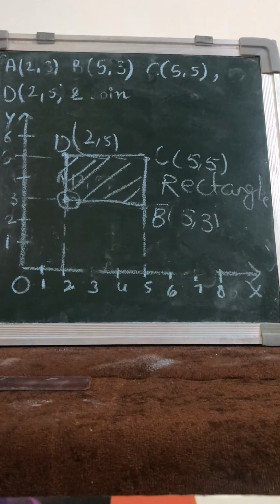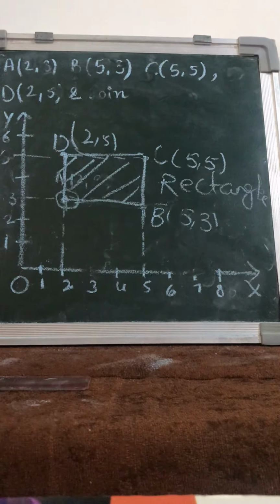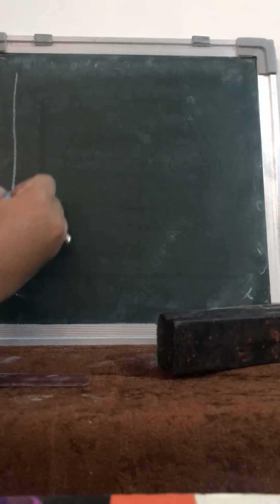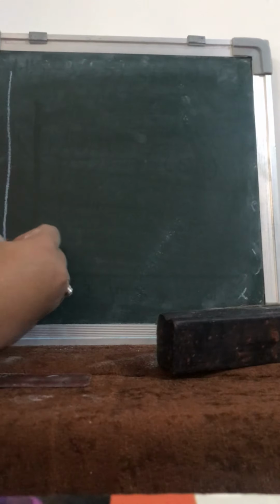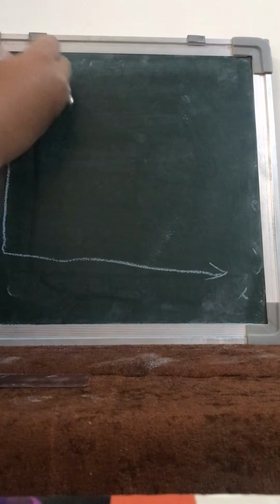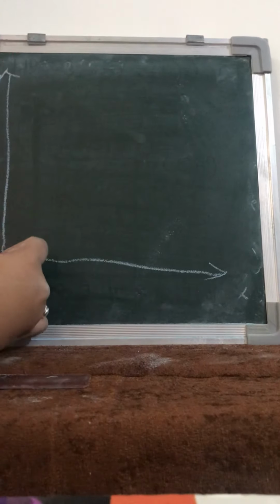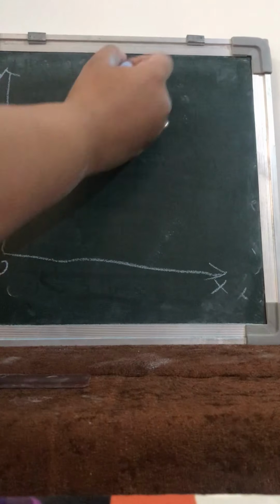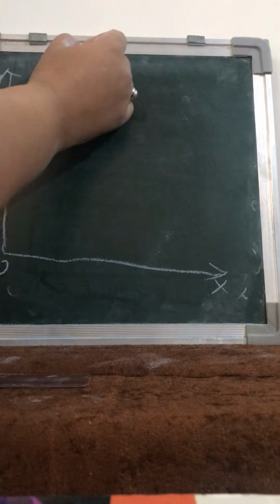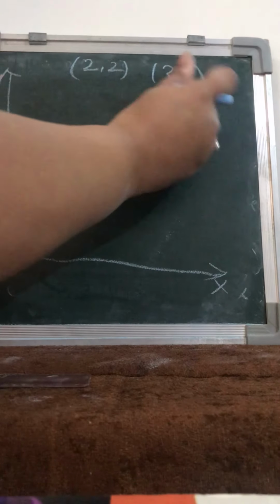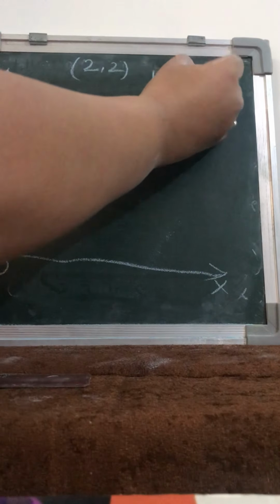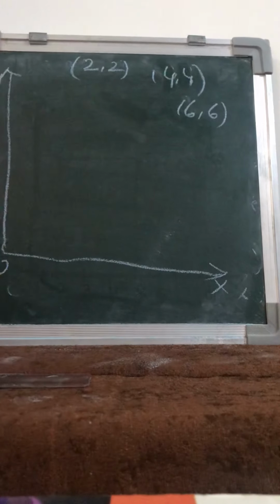Now students, let's do another question also. Question number 5. There we are given 3 points. See, I'm drawing with free hand. My drawing is not so clear. So the points are (2, 2), (3, 3), sorry, (4, 4) and (6, 6).